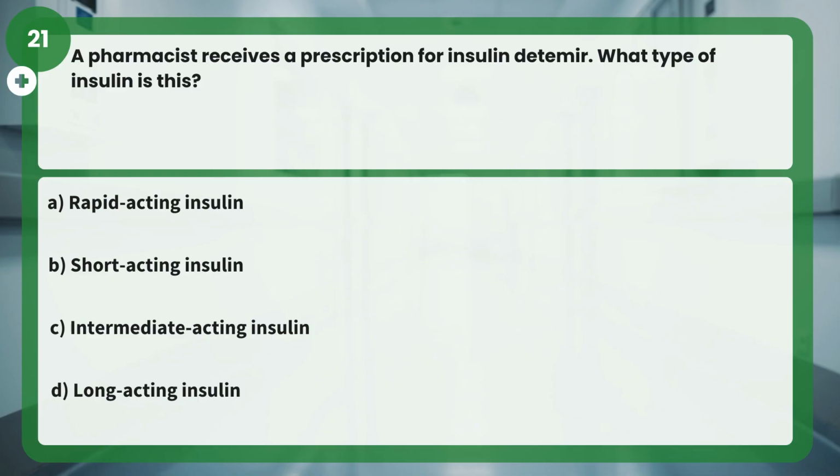Question 21. A pharmacist receives a prescription for insulin detemir. What type of insulin is this? A. Rapid-acting insulin. B. Short-acting insulin. C. Intermediate-acting insulin. D. Long-acting insulin.